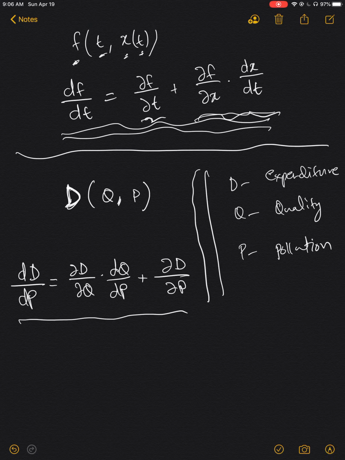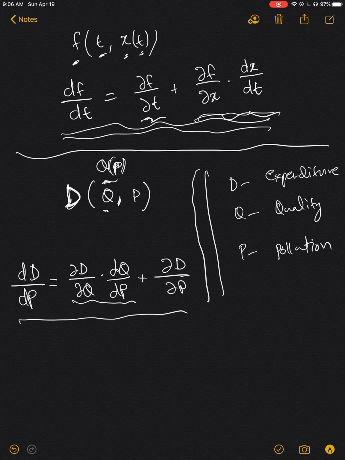Okay, now where is this object coming from? It's coming from the fact that environmental quality here is actually a function of P, okay? How much environmental quality you're going to choose to consume will depend on the level of pollution in the atmosphere. So Q itself is a function of P.